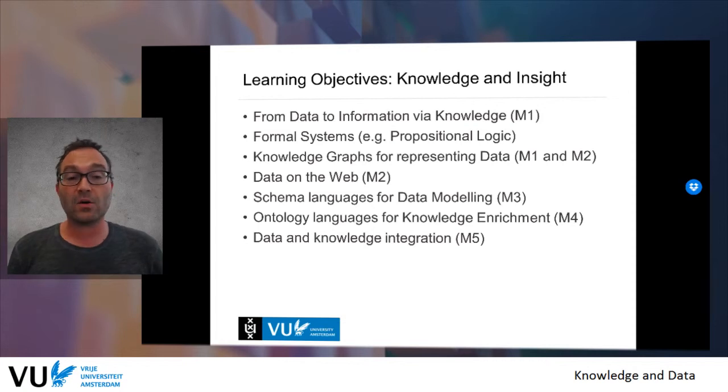And then we explain that knowledge graphs are a very suitable means for representing data for the web and for reuse in general. For this, you need some description of the data model, and we introduce schema languages in the third module, and ontology languages to describe more knowledge about the domain so that you can enrich the data with extra information and knowledge. This will be module four. Module five is then how to combine linking data with knowledge and with other data sources that you can find possibly on the web, but not necessarily so.